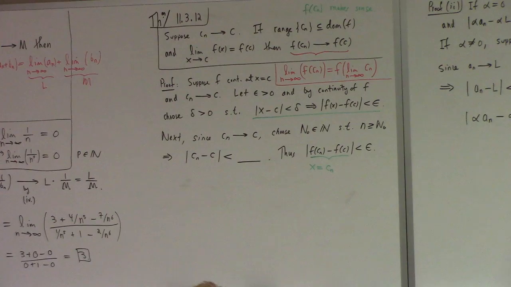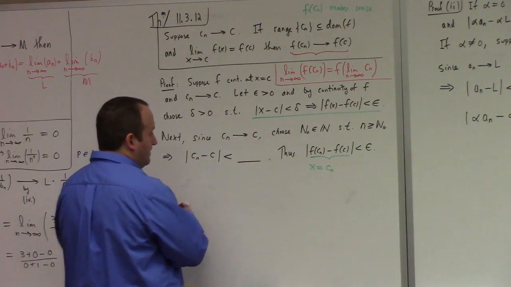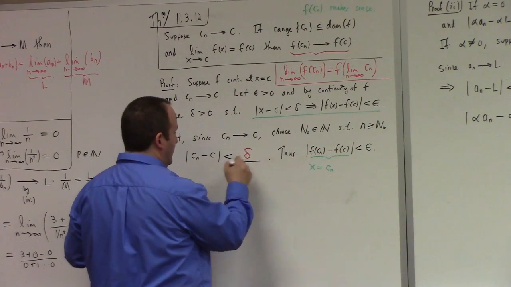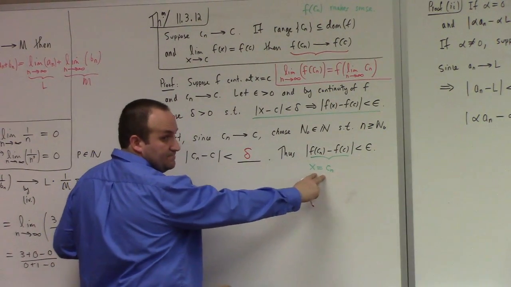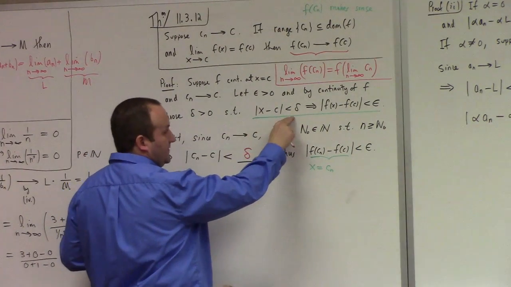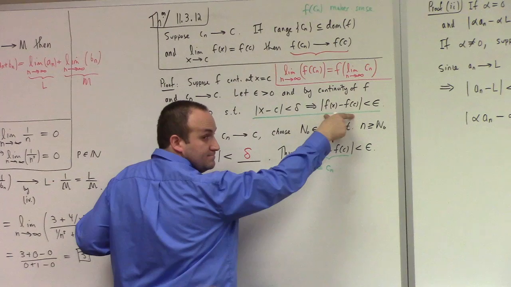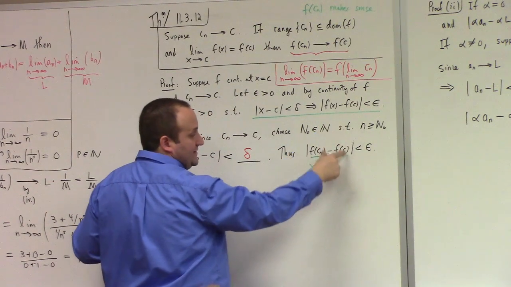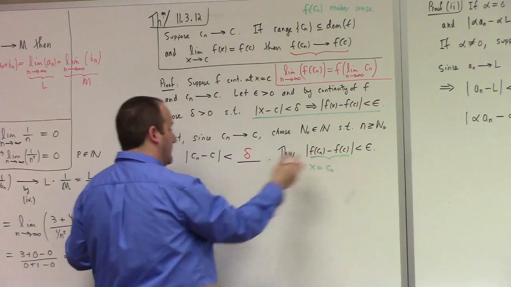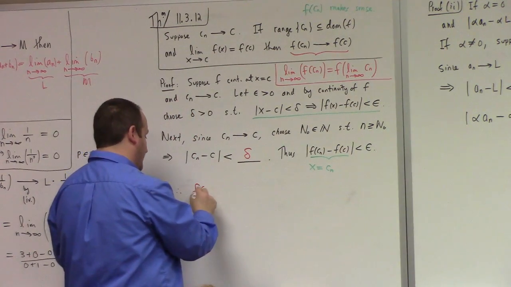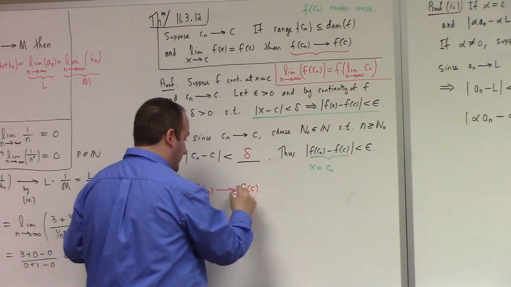Yeah, what if I put delta there? So if we put delta here, then look at it. x equals Cn satisfies this criterion, and hence this inequality is met. But that's exactly the inequality that I need. Therefore, f of Cn goes to f of c, which is what we set out to prove.